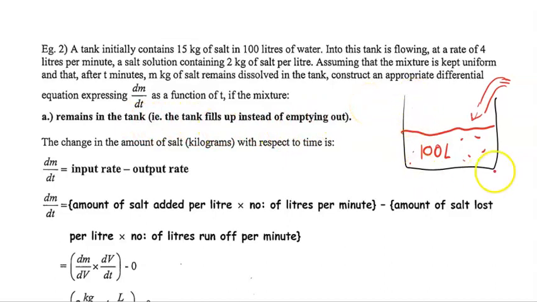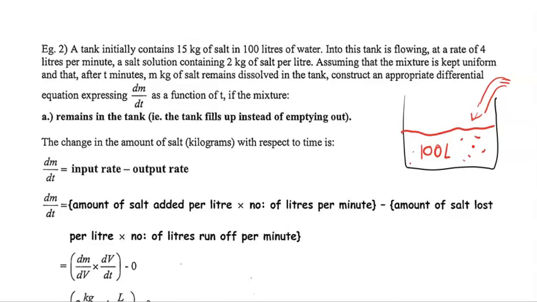So we're going to start off with a tank, 100 litres of water with 15 kilograms of salt dissolved into it. Into that we're going to pour another solution containing 2 kilograms of salt per litre of liquid, and that's going to instantaneously and evenly mix. Now we're interested in the change in the amount of salt in kilograms with respect to time. We want dm/dt. m is the amount of salt in kilograms and t is time in minutes.